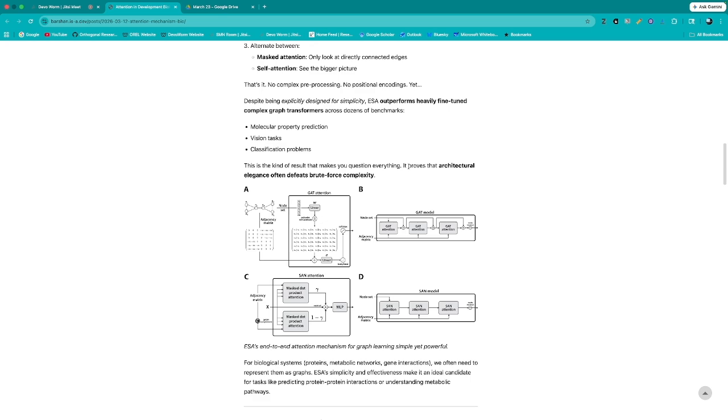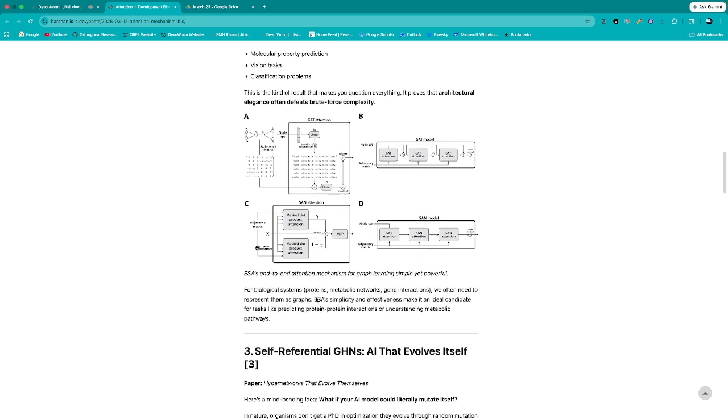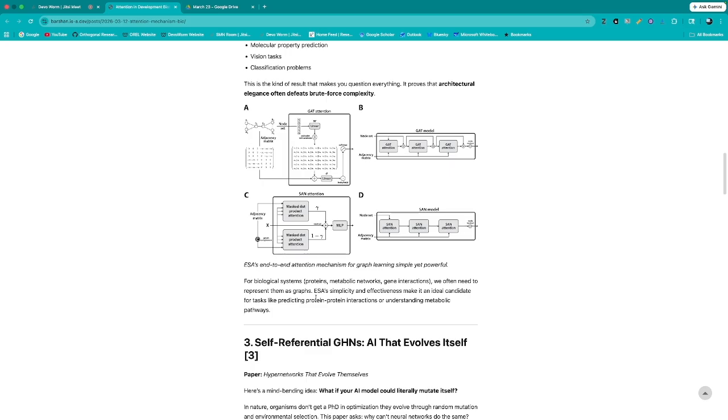And it says it proves that architectural elegance often defeats brute force complexity. So that's, again, sometimes you just need to focus on the right things instead of including every detail.